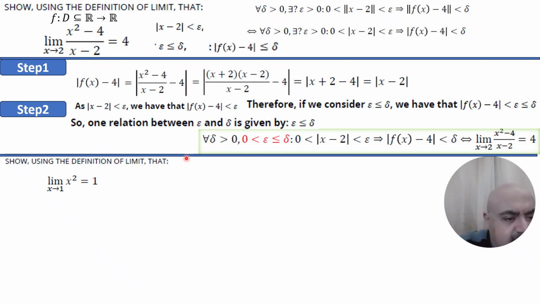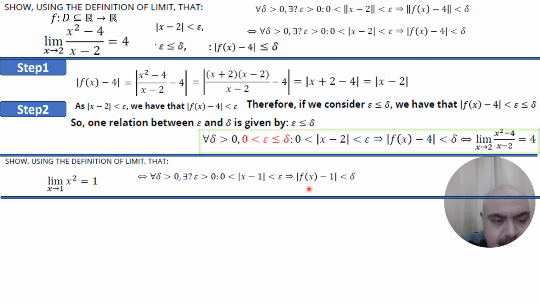Here I'm checking that the limit of x² as x approaches 1 is equal to 1. I want to check this value using the definition. So once more, searching for delta greater than 0, where there exists epsilon greater than 0 such that |x − 1| should be less than epsilon, and this leads to the open ball of the function at the value of the limit having a radius of delta, as you will see. Okay, done. I will start once more from the definition of |f(x) − 1|, which is going to come up to |x² − 1|, as you can see.